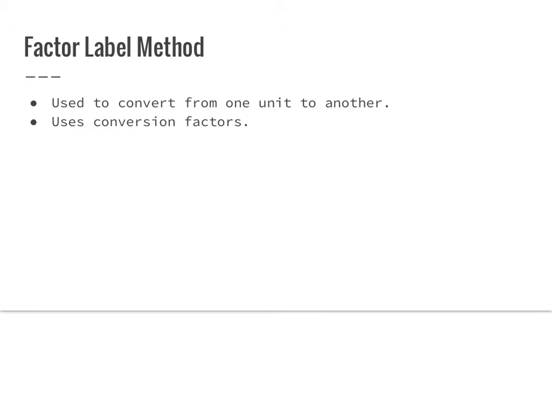So, the factor label method is a method that is designed to help you convert from one unit to another. Okay, and it uses what are known as conversion factors. So once you know various conversion factors and you understand the factor label method, you should easily be able to convert from one unit to another.